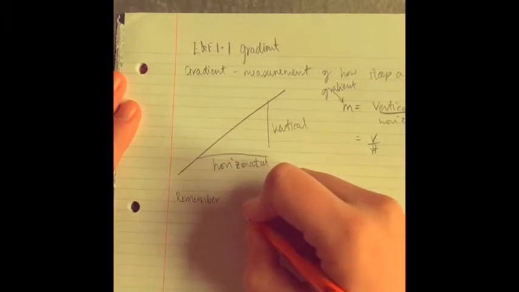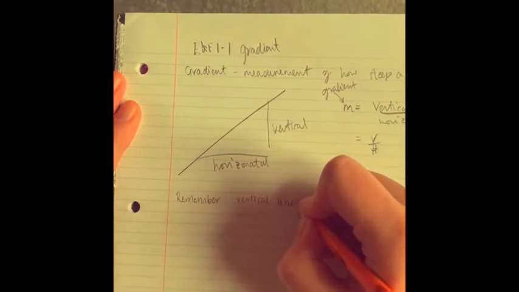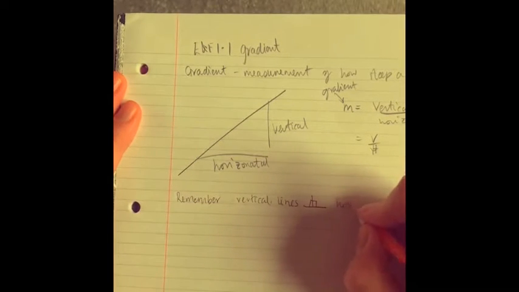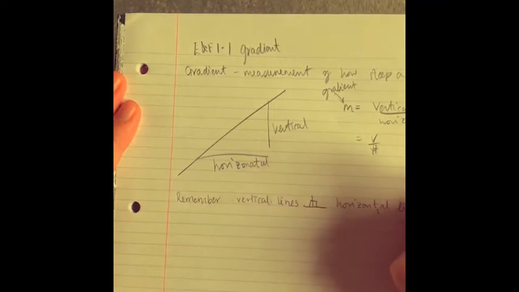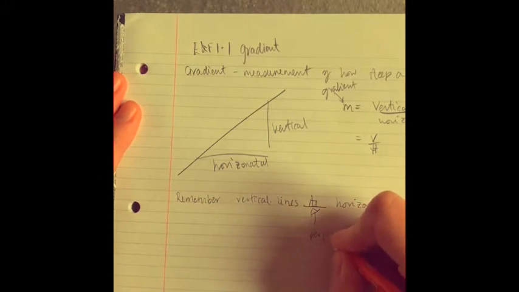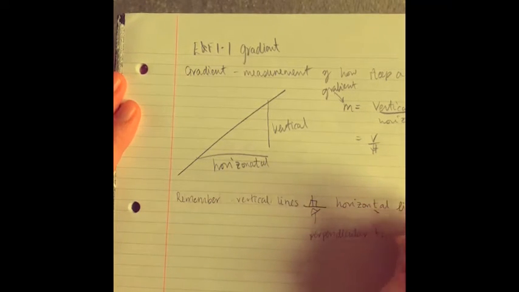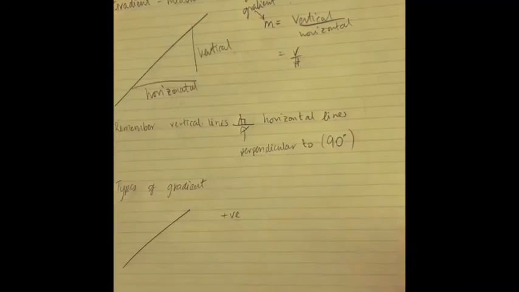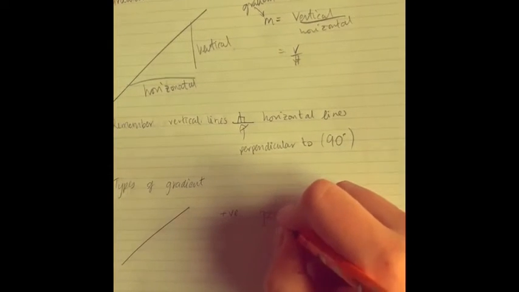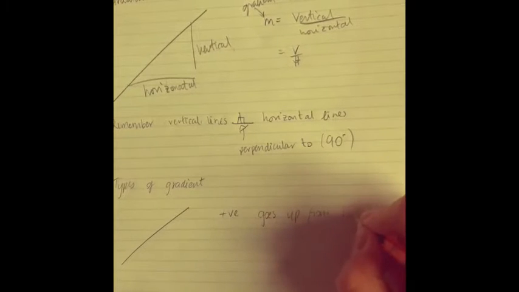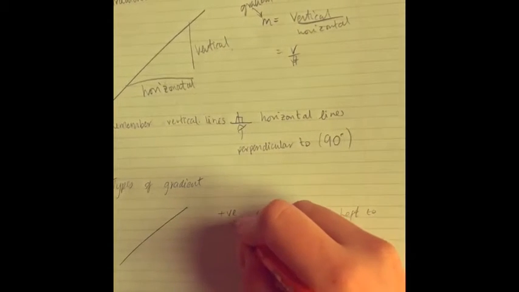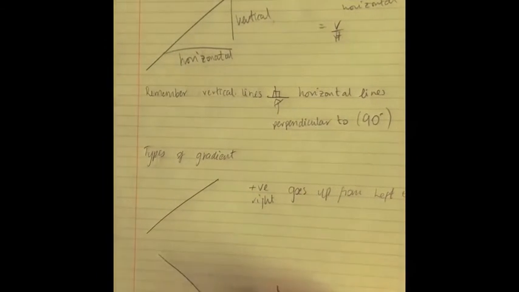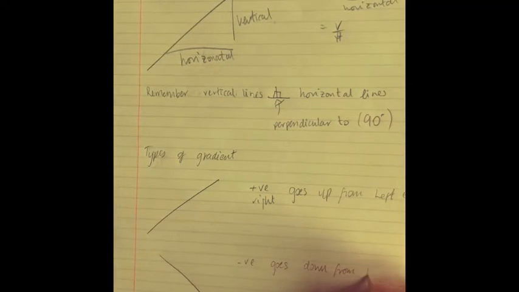Okay, last point to make is just to remind you that vertical lines are perpendicular to horizontal lines. What does perpendicular mean? It means at 90 degrees to one another. Okay, so you can see here that we have a positive gradient, and that is going up from left to right. And similarly, we also have the negative gradient, which is going down from left to right.